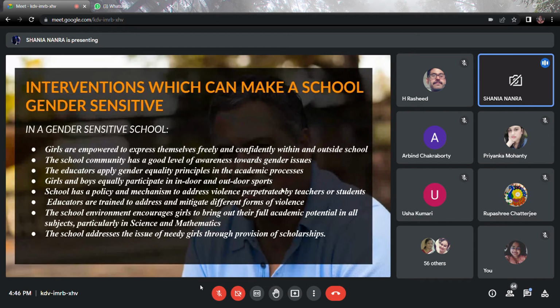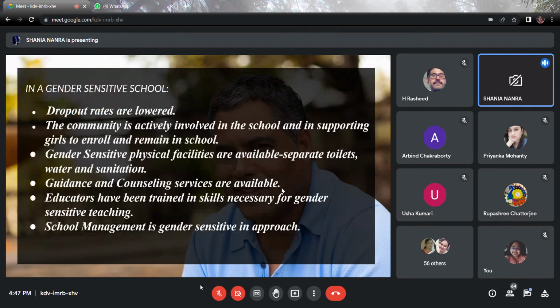The school has a policy and mechanism to address violence perpetrated by teachers and students. It must be there. When gender-sensitive lines are crossed, educators are trained to address and mitigate different forms of violence. This must be there. The school environment encourages girls to bring out their full academic potential in all subjects, particularly in science and mathematics. The school addresses the needs of girls through provisions of scholarships. Now, dropout rates are lowered in school. That's a gender-sensitive school, a community where there is active involvement.